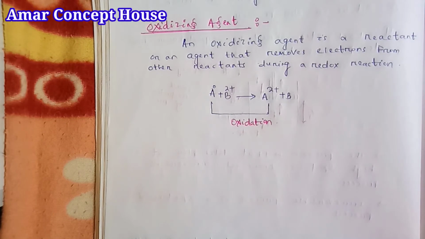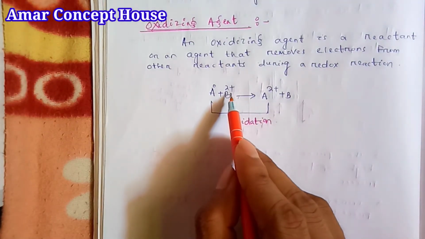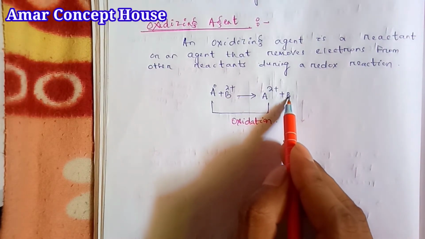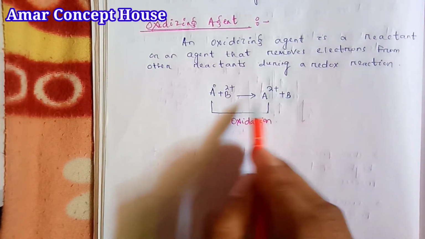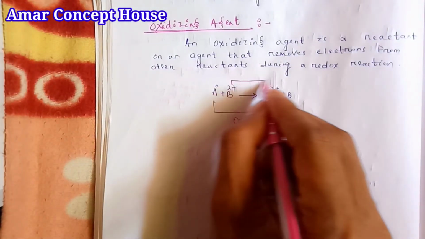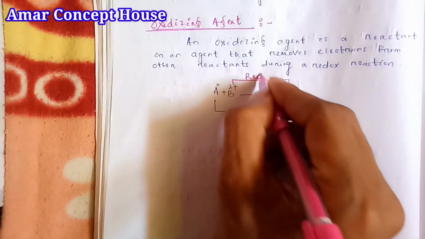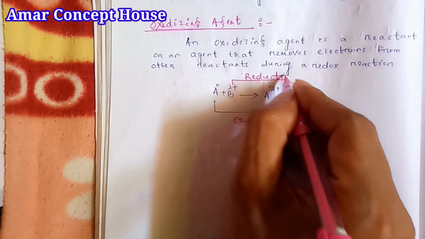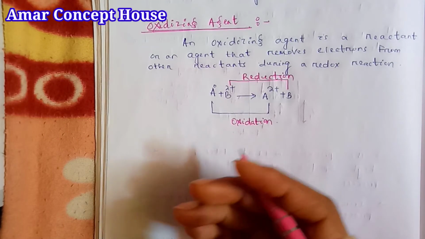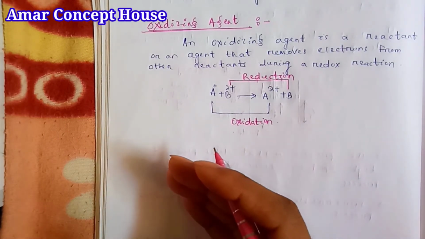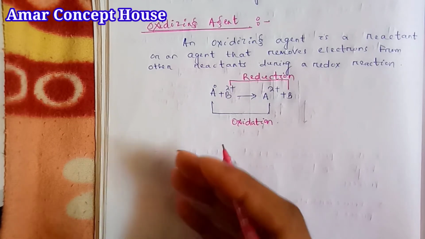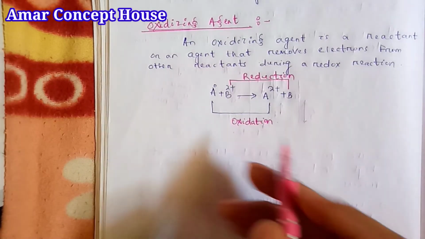Okay. Now what is the formal charge over B? +2. +2 becomes 0. So the oxidation number decreases. That's why it is reduction for B. Now please tell me which of these two is the oxidizing agent. See here, who did the oxidation? First tell me who did the oxidation.